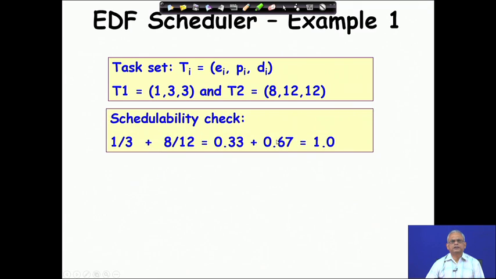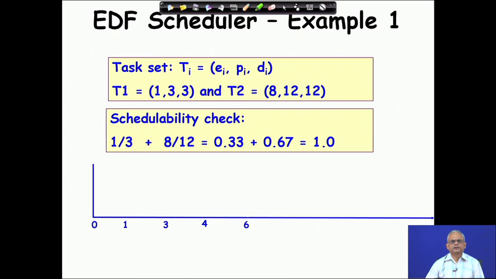The answer is obtained by using the expression sigma Ui less than or equal to 1. The utilization due to task 1 is 1 by 3. So, every 3 units it needs 1 unit of execution. The utilization due to task 2 is 8 by 12, which is 0.67, and sigma Ui is equal to 1, which is less than or equal to 1, and therefore this task set is feasibly schedulable using the EDF scheduler.